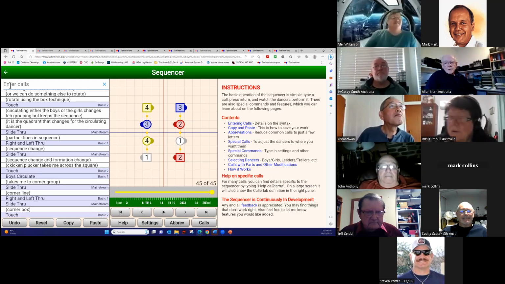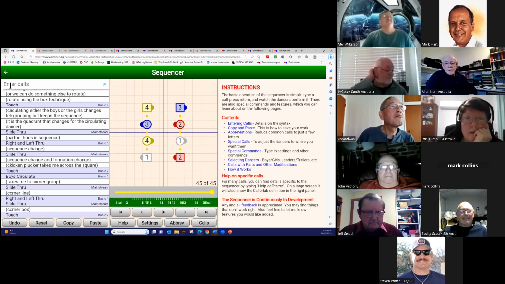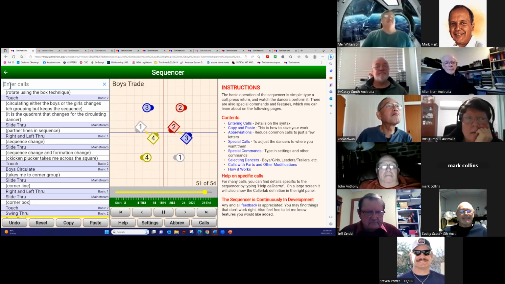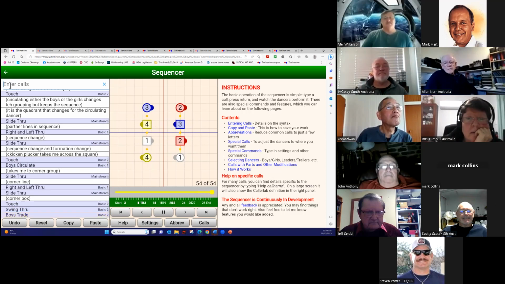So, swing through. Boys trade. That was my sequence changer. That's my bringing it back in sequence. So I'm still in the corner grouping, but everybody's still in sequence. We're in a wave where you probably get to here with a single circle to a wave or touch to a wave and scoot back or whatever.